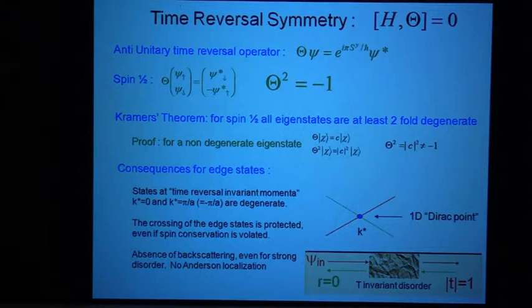And this fact actually makes these edge states more robust than you might think, because it prevents the backscattering of electrons in these edge states, at least by elastic backscattering.